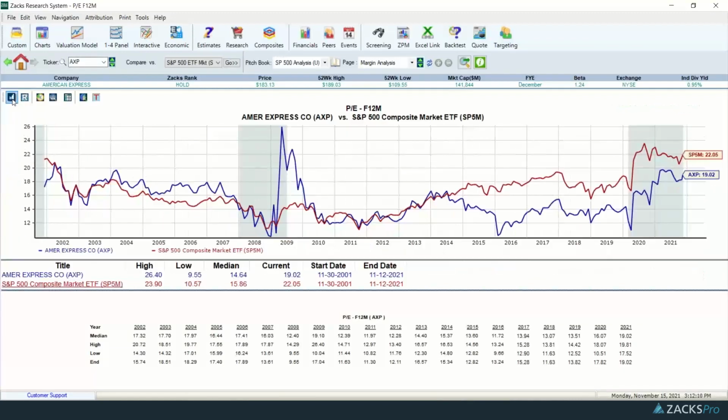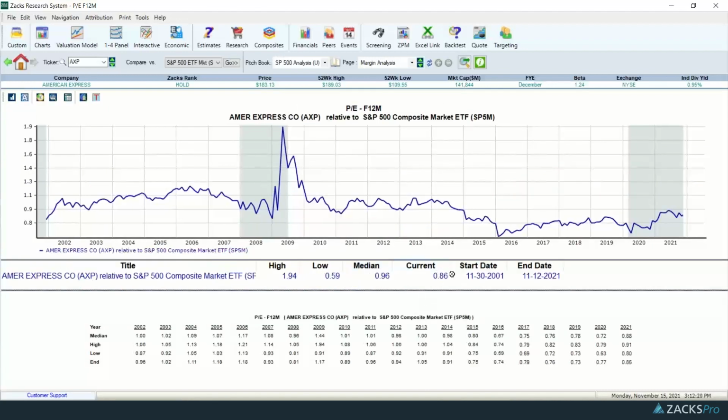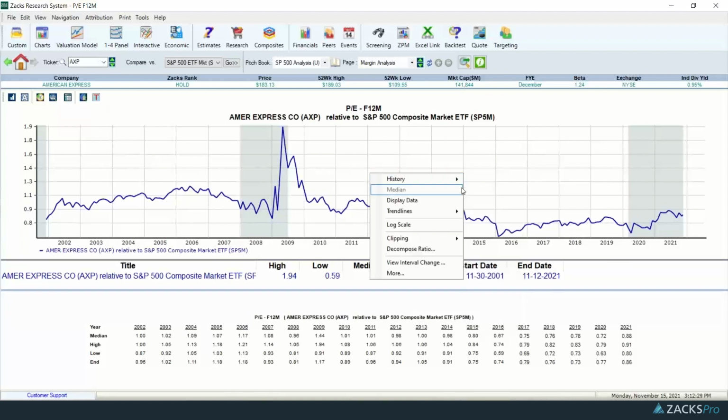American Express, in order to get an appreciation for what's going on with American Express, you need to look at it relative to the S&P 500 here, and you can see that that's just gaining momentum. On a relative basis, it's trading at a trend of 0.86, its median is 0.96, so it's actually still trading less than its median. But keep in mind, we've got that recession period in here.